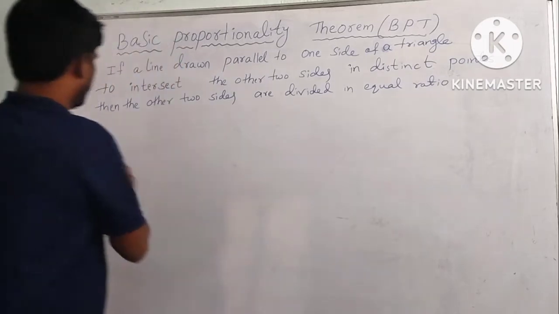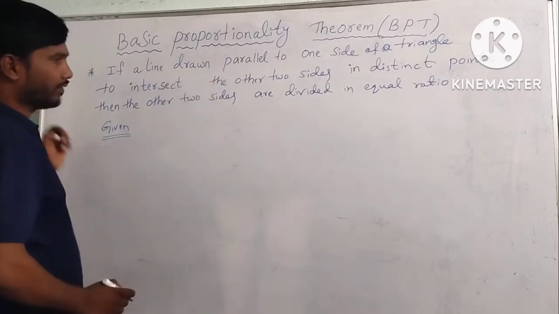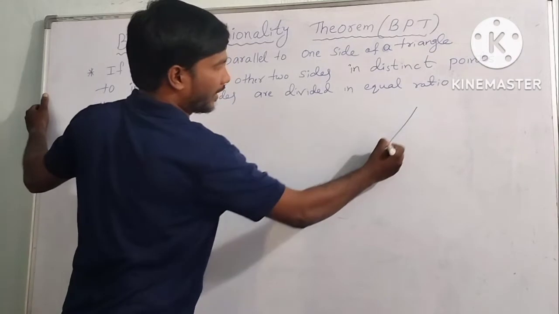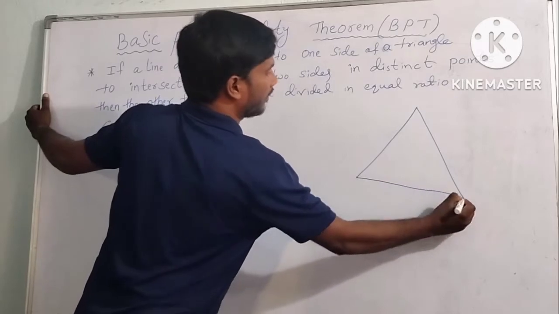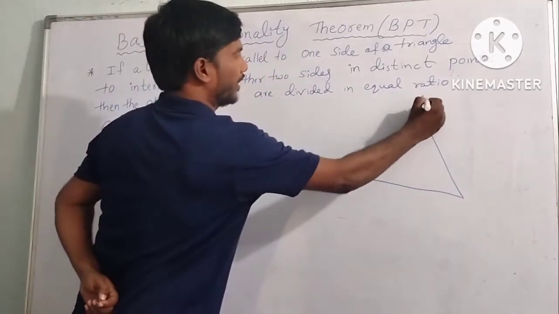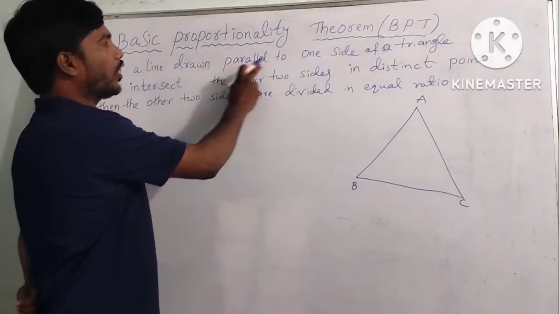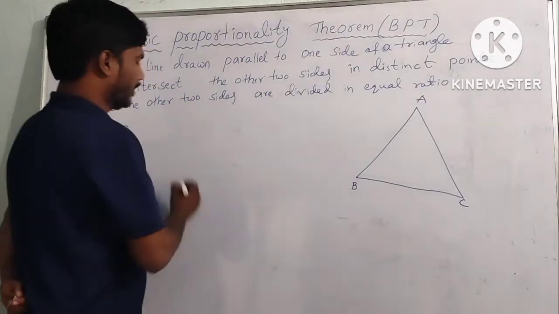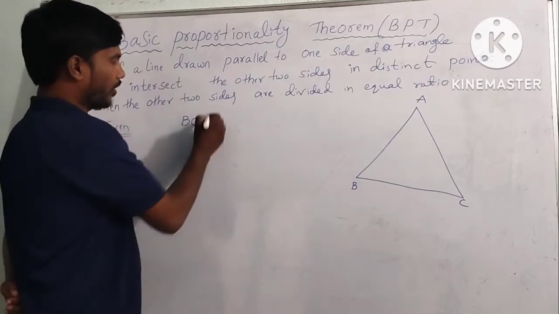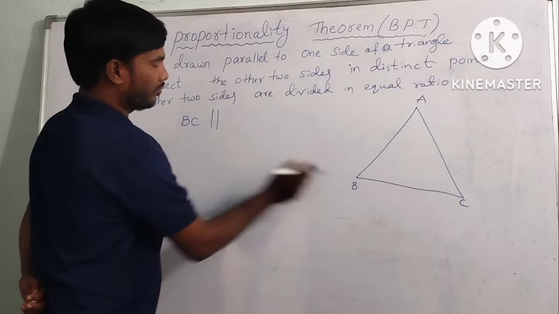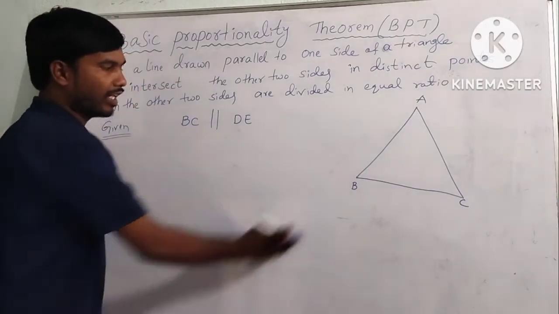Simple. First, the given, we are proving this BPT theorem. Here is a triangle. Let triangle ABC be the given triangle. In that triangle ABC, if a line is drawn parallel to one side of a triangle, here I am taking the BC side. Now I am drawing one parallel line to BC, that is, I am drawing the DE line which is parallel to BC.